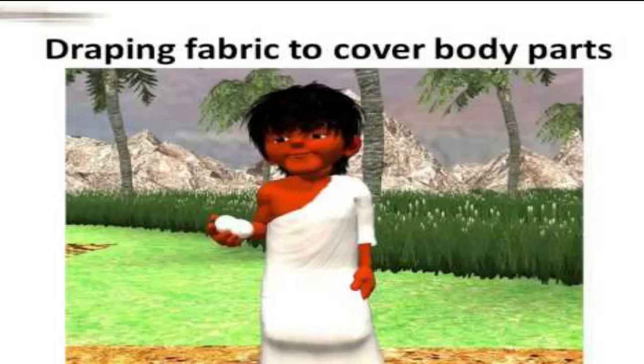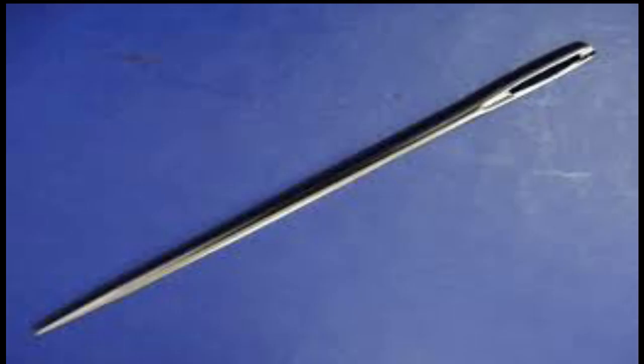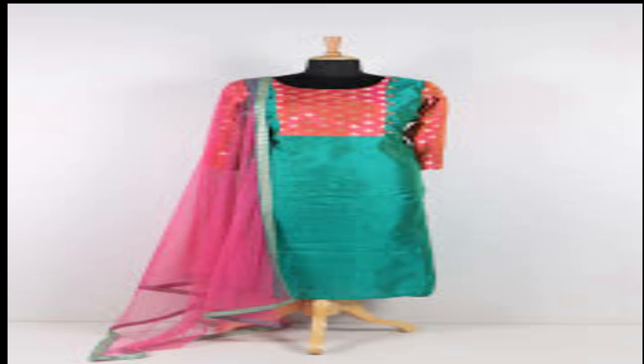In those days, stitching was not known. People simply draped the fabrics around different parts of their body. Many different ways of draping fabrics were used. With the invention of the sewing needle, people started stitching fabrics to make clothes. Stitched clothes have gone through many variations since this invention.